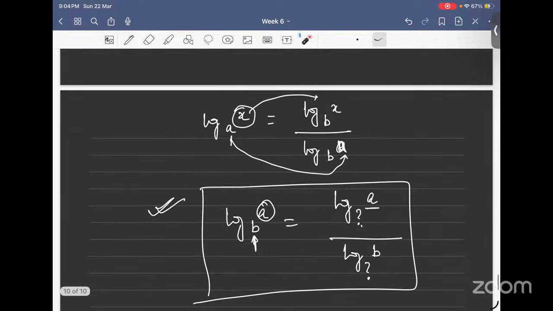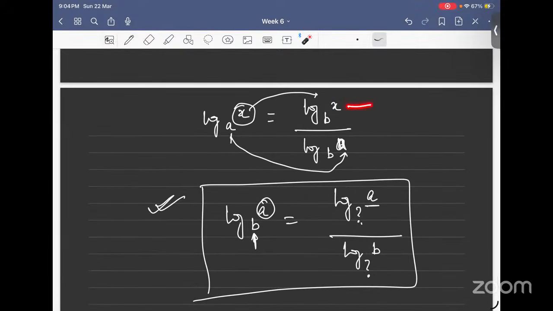So here, if A is greater than 1, then we can take B as less than 1, right? You can take anything, any b you can take. There is no restriction on b. But b should be the same in numerator and denominator. Okay, sir.